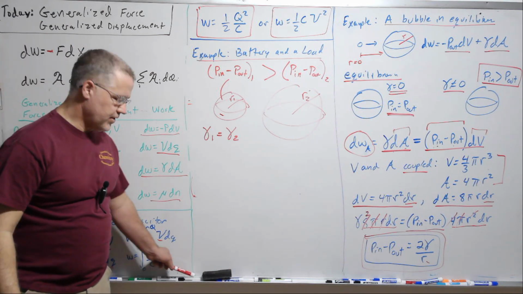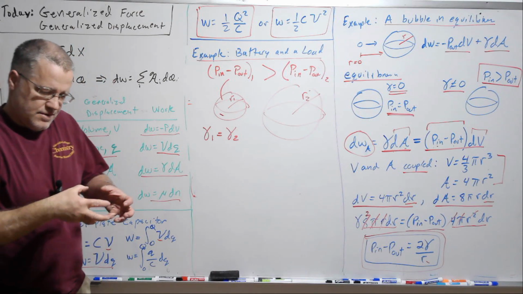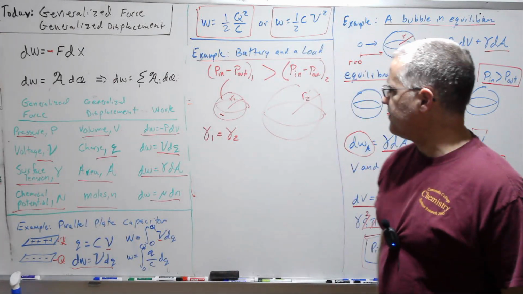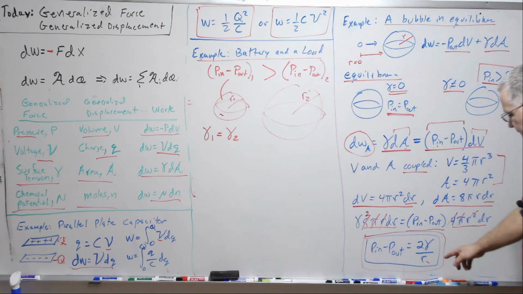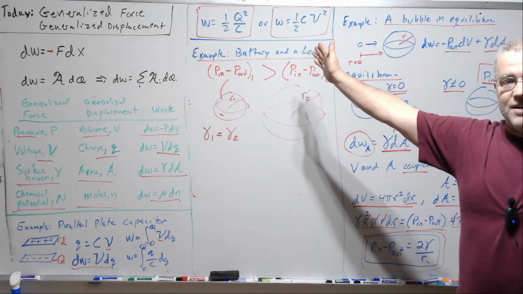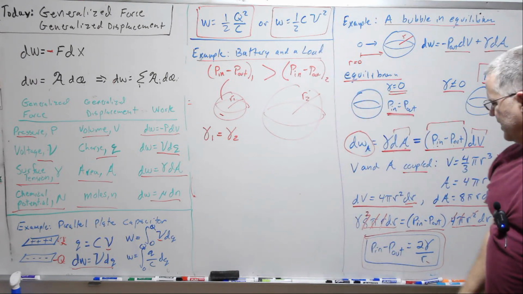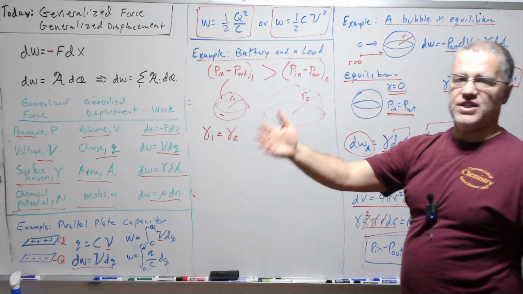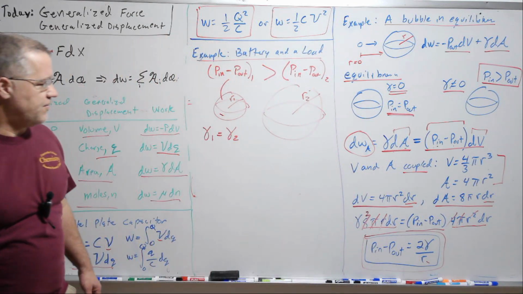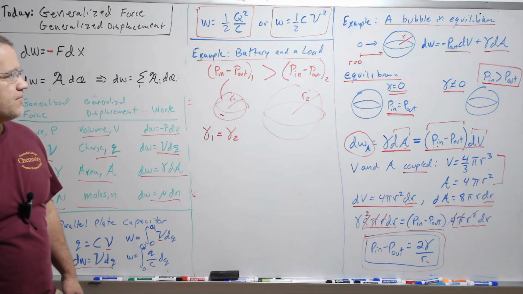So the smaller the radius, the more effect that the fact that we have surface tension gives. And as the radius goes out to infinity, then basically we have an infinite sheet, and the pressure difference on one side of the sheet and the other side of the sheet goes to 0. So if r goes to infinity, the pressure difference goes to 0.